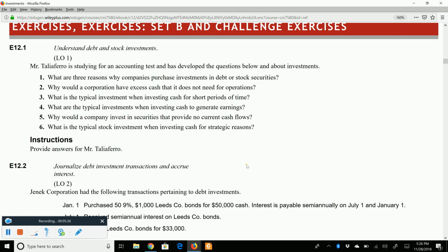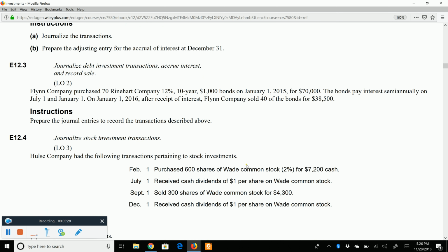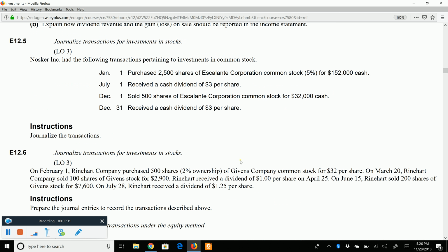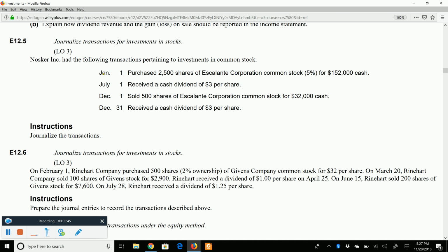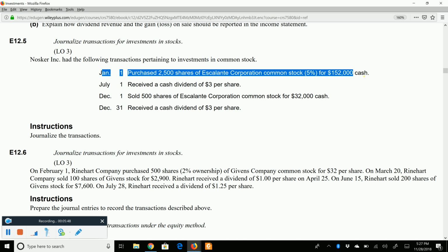Now let's take a look at some larger exercises. We're going to go to exercise 12-5. And what we have here is we have a company called Nosker Inc. And they actually bought into another company called Escalante Corporation. On January 1st, Nosker, and Nosker is the one that we're going to do the accounting for, Nosker purchased 2,500 shares of Escalante Corporation common stock for $152,000 cash.